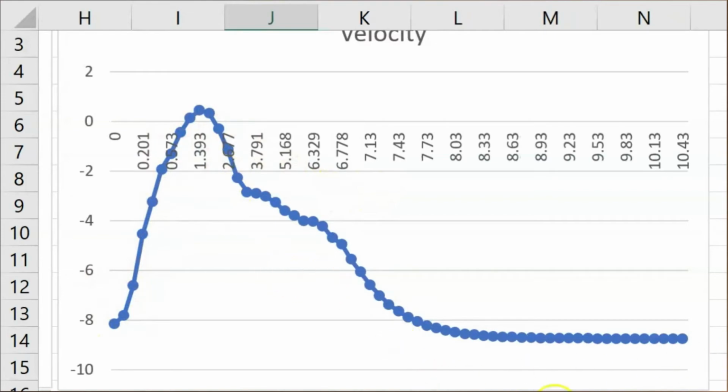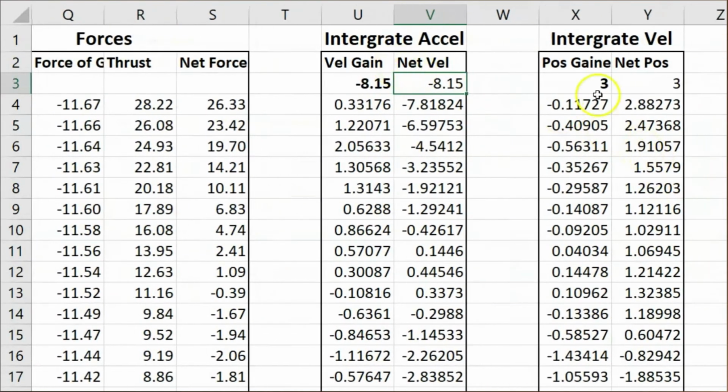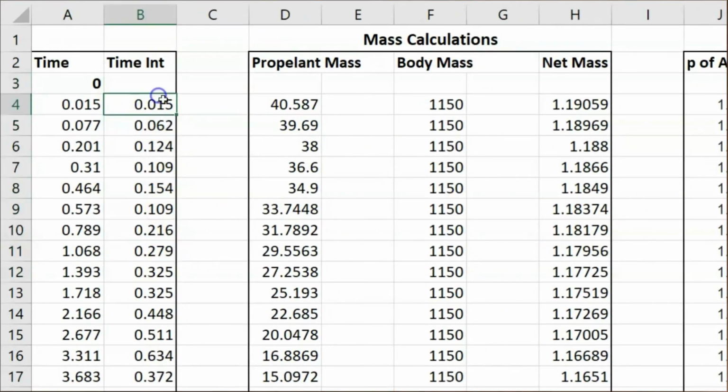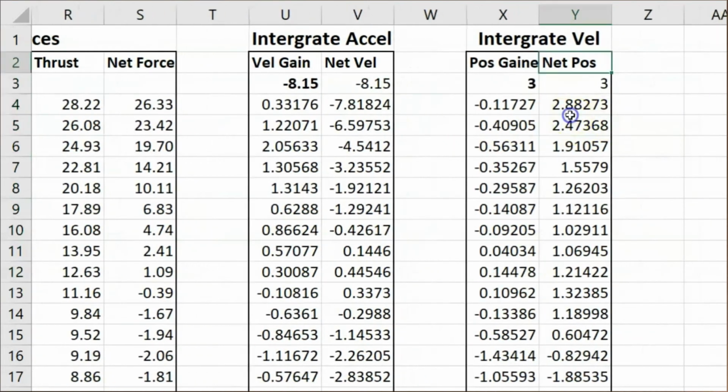And then you do the same thing with position. You integrate your velocity with respect to time. You're taking your velocity, multiplying it by a little chunk of time, your time interval, and that will give you your position gained or your position lost. Then you do a cumulative sum and you end up getting your net position. That way I'm able to graph my net velocity and net position over time, which we have here.